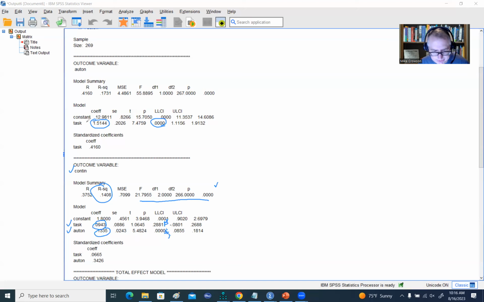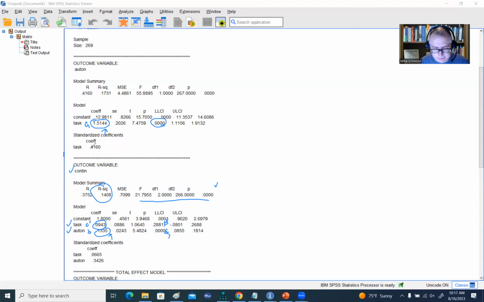Just keep in mind too that this is basically our path A right here. This down here would be path C prime. That's the direct effect of task orientation on intention to continue. And then down here we have path B right there. So there you go. If we wanted to compute the unstandardized indirect effect of task orientation on intention to continue, all we would have to do is take this value right here and multiply it by this value right here, and that will show up in the output as we proceed.